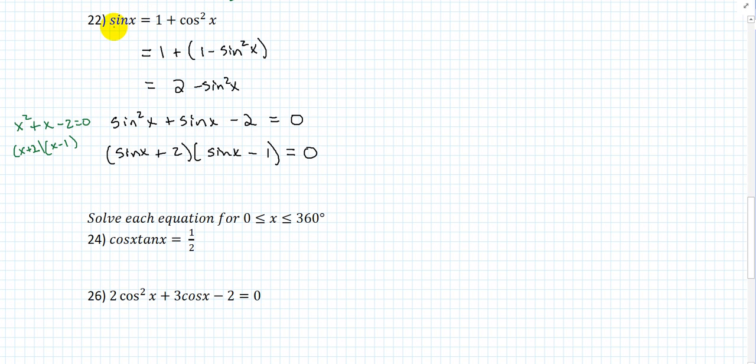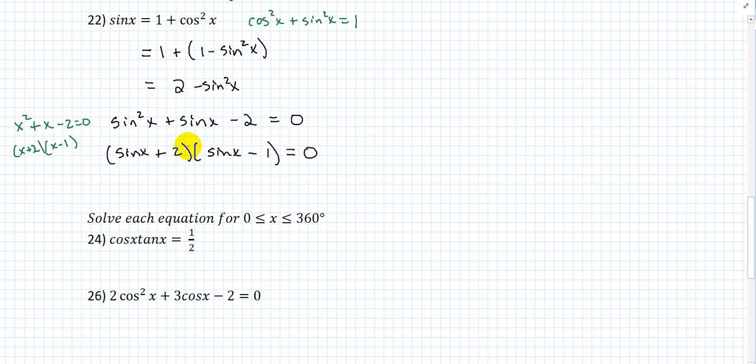So coming back to here, when you see sine x equals 1 plus cosine squared x, there's no identity that changes sine x, so I'll look at my cosine squared x. You remember that cosine squared x plus sine squared x equals 1. And so I could solve for cosine squared x, it's 1 minus sine squared x, plug that in, and then on the right side of the equation, 1 plus 1 is 2, and there's my negative sine squared x. I then moved everything over to the left side to get sine squared x plus the original sine x minus 2 equals 0, and then I factor it.